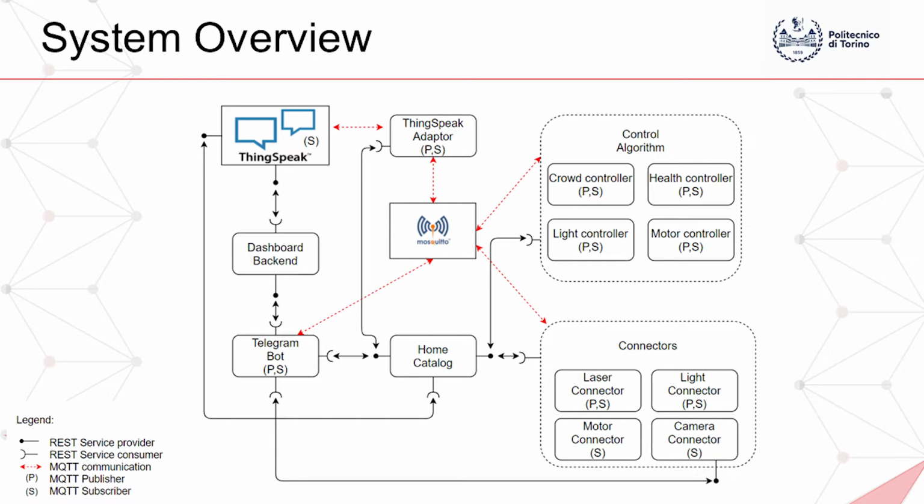As the figure shows, the proposed IoT platform follows the microservices designing pattern. Home category is a microservice that manages the registry of all devices and services in the system. Connectors is a set of microservices that allow simulated or real devices to connect to our platform. Control algorithm is a set of microservices that analyze the sensor data and control the actuators in the system.